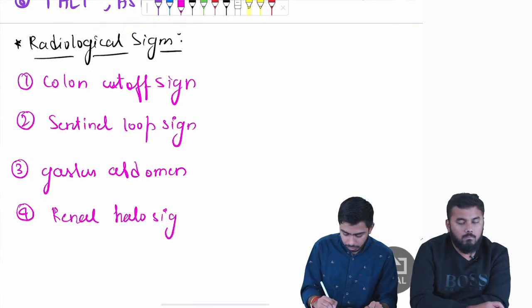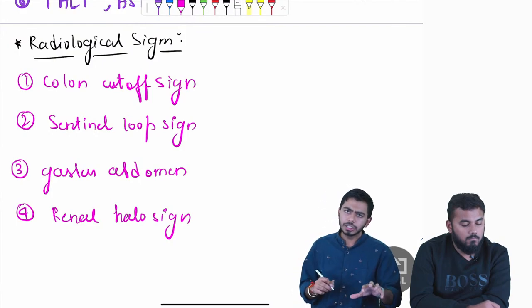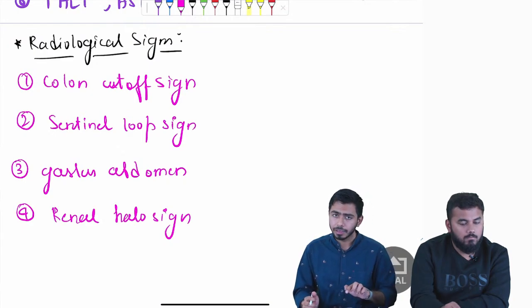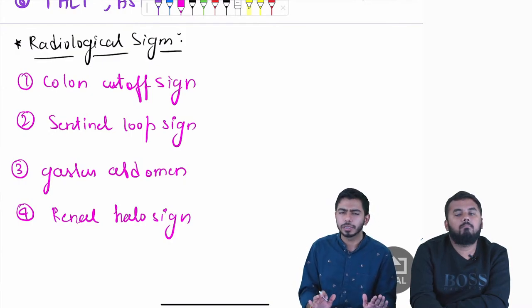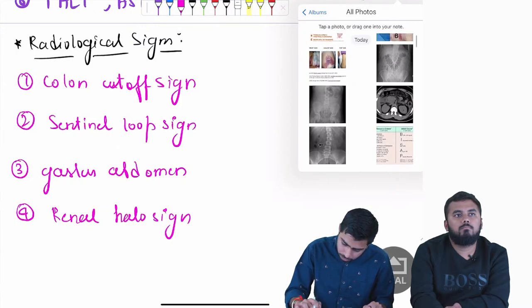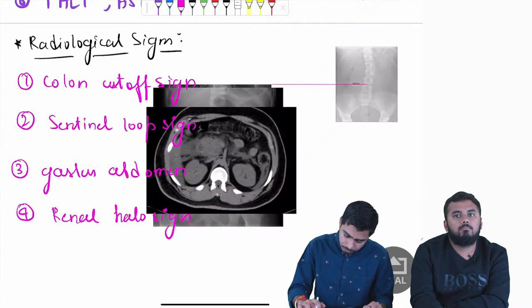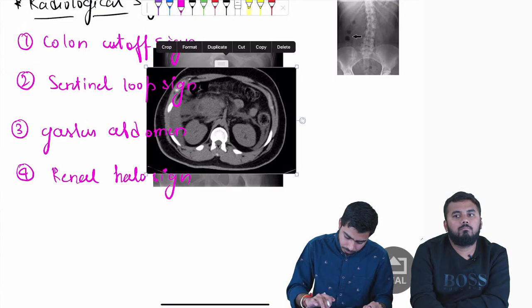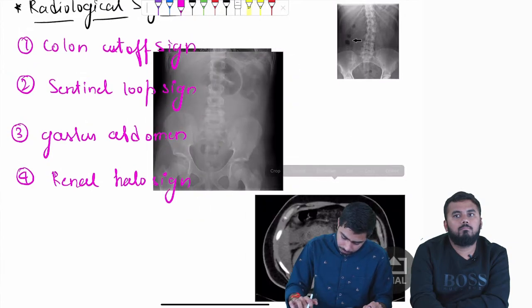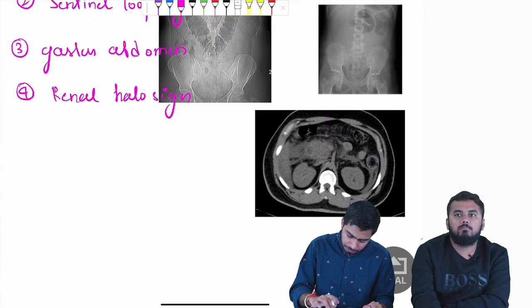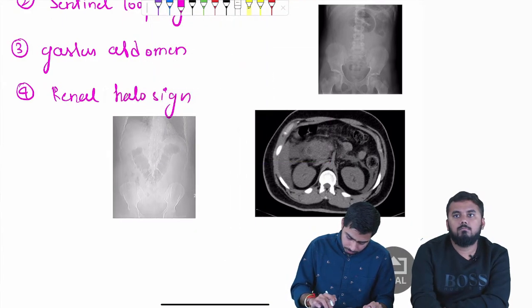All of these are your MCQs, guys. Renal halo sign. So what are the signs which you can see as far as radiological imaging is concerned in an acute pancreatitis patient? So these are the signs. All of them have been asked in the past as far as acute pancreatitis is concerned. So over here, I'm just showing you the different signs. Let me just arrange them. Okay, fine. Till now everything is clear, guys. Just let me know. Is everything clear till now?